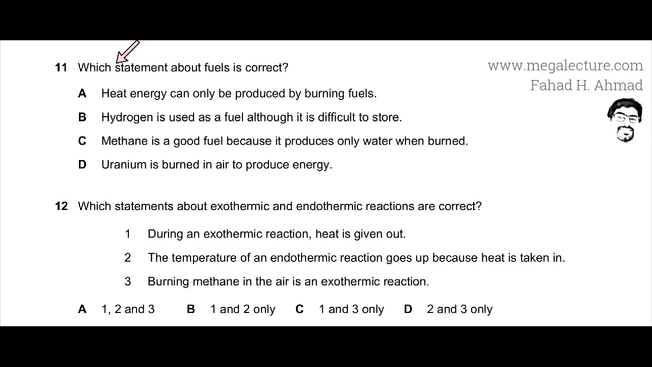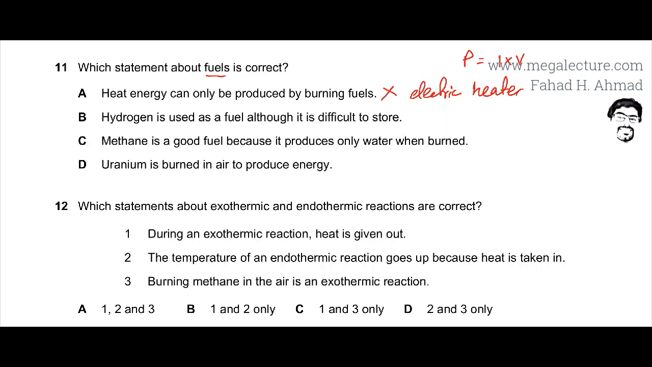The following MCQ reads: which statement about fuels is correct? Remember, fuels are used for producing energy. Now, the first statement is that heat energy can only be produced by burning fuels, which is probably incorrect, because there are a lot of ways where heat energy could be produced. For example, you have electric heaters, so you can produce heat energy by electricity. You can convert that electricity into heat. You have the formula for power: power is current times voltage. So you have that formula as well.